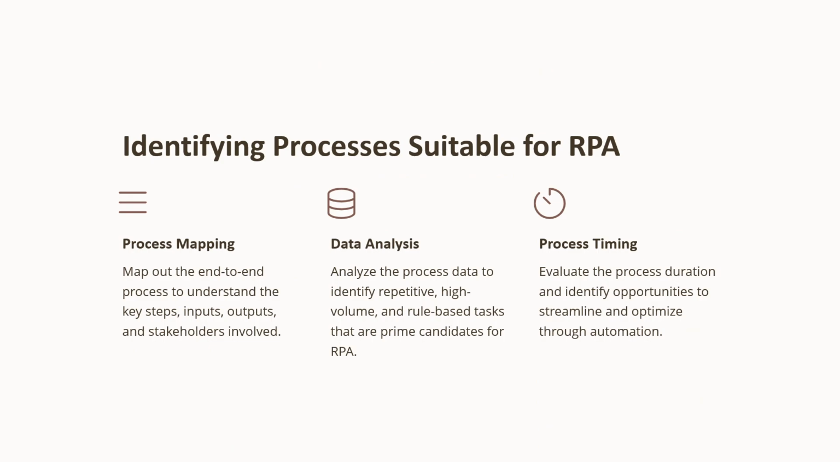Identifying processes suitable for RPA. So what are the processes we're going to take for adoption of robotic process automation? Process mapping. Map out the end-to-end process to understand the key steps, inputs, outputs, and stakeholders involved. Data analysis. Analyze the process data to identify repetitive, high volume, and rule-based tasks that are prime candidates for RPA. Process timing. Evaluate the process duration and identify opportunities to streamline and optimize through automation. So these are things to be kept in mind when we are going for robotic process automation: process mapping, data analysis, and process timing.